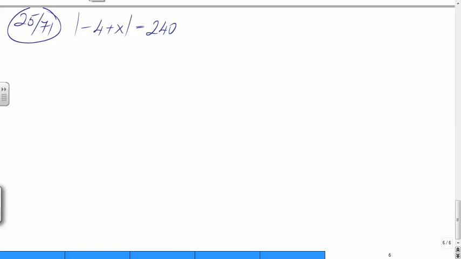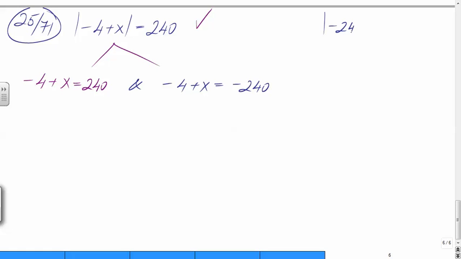Number 25, same story. An absolute value of an expression equals a positive number. We're good. I'm going to write two equations here. The first one, you just remove the brackets and you write everything the same way it is, because if the absolute value of -4 plus x equals 240, then -4 plus x could be 240. Okay. The other possibility is that, so this is and, right? One equation. The second equation, -4 plus x could be equal -240. Why is that so? Because the absolute value of -240 is also equal to 240. Okay. And I'm going to solve each one of them.